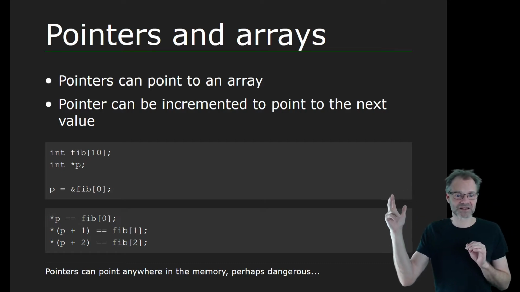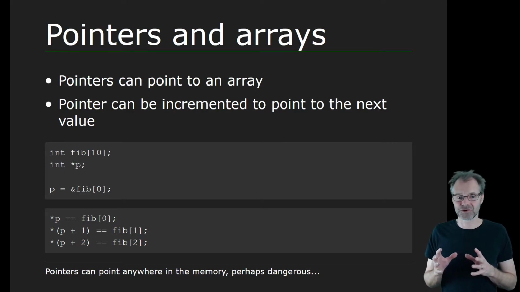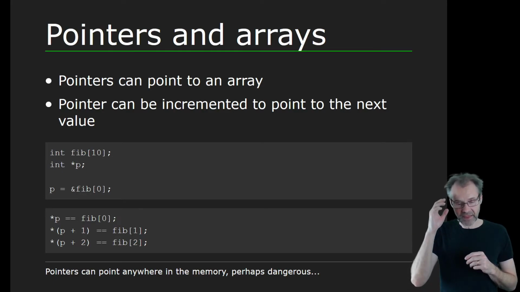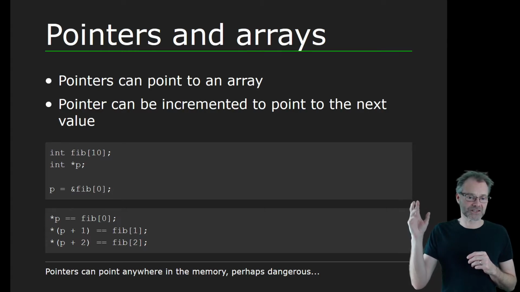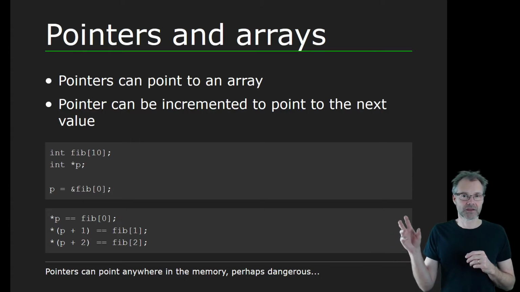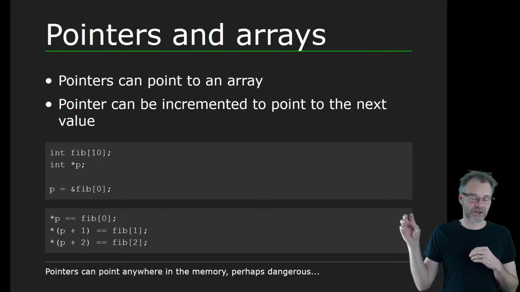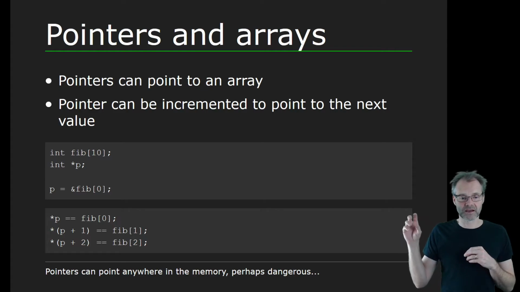So I'm having this Fibonacci array of integers, and then I'm creating an integer pointer there. And this integer pointer, I'm assigning that to the address of the first item of the array, which is fib[0]. So now P is pointing to the start of the array. When we look at these three last lines here, the content of P is the same thing as fib[0].